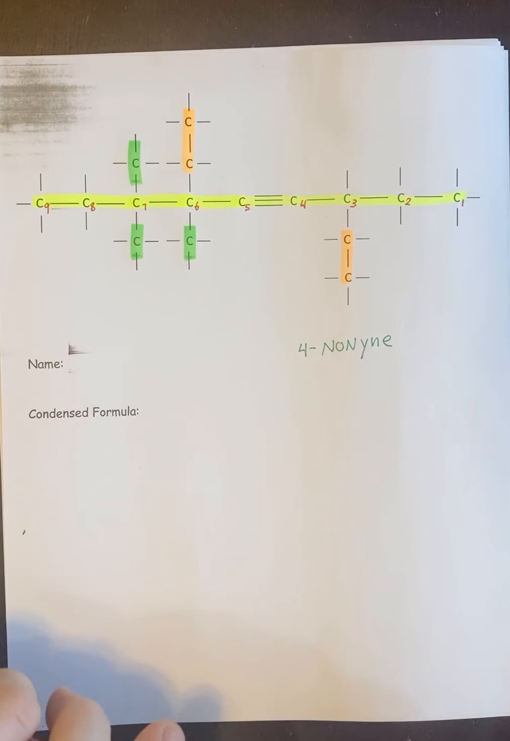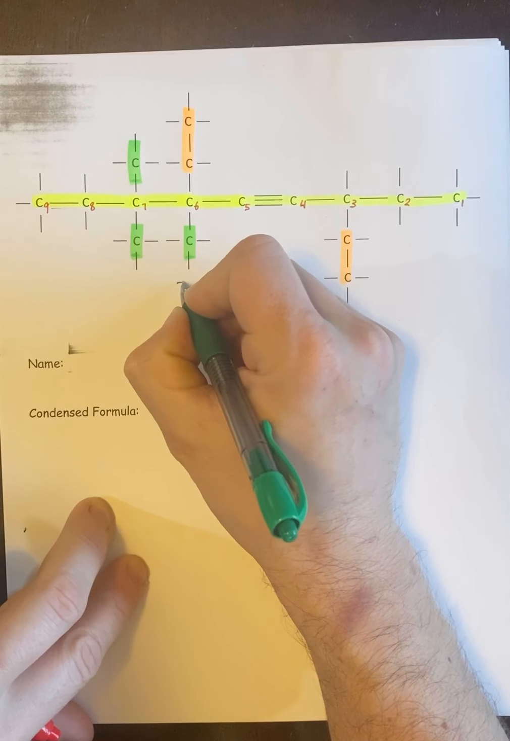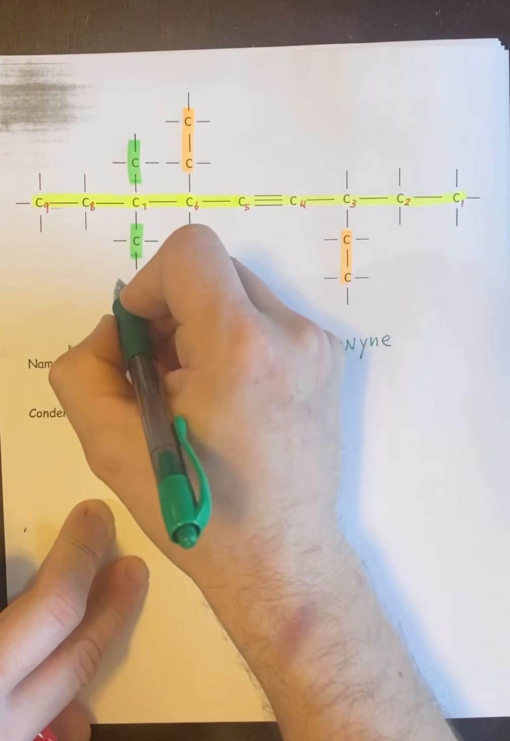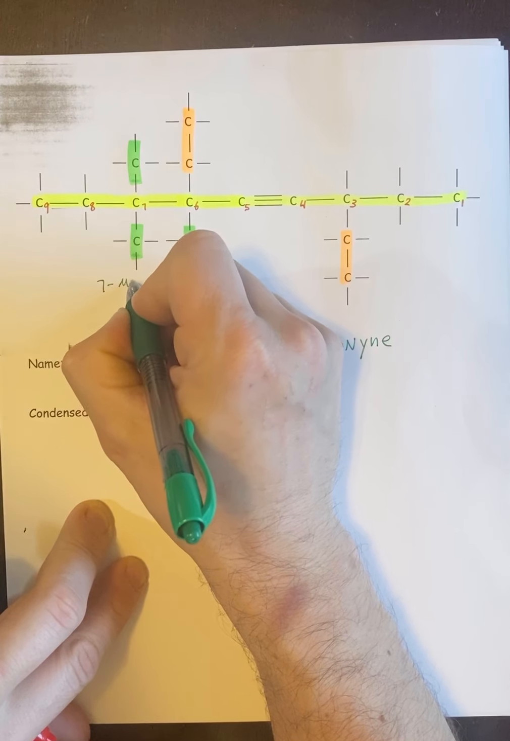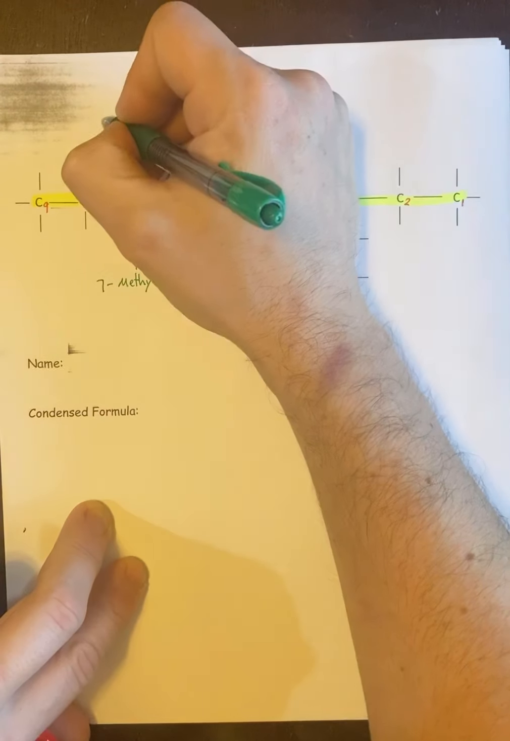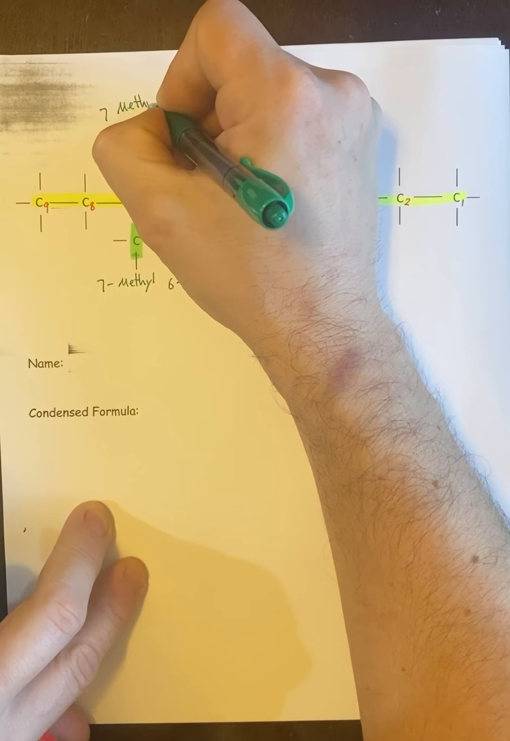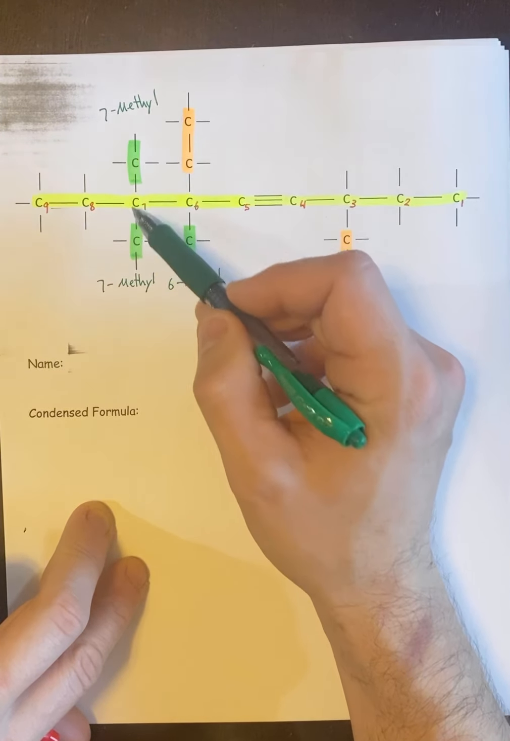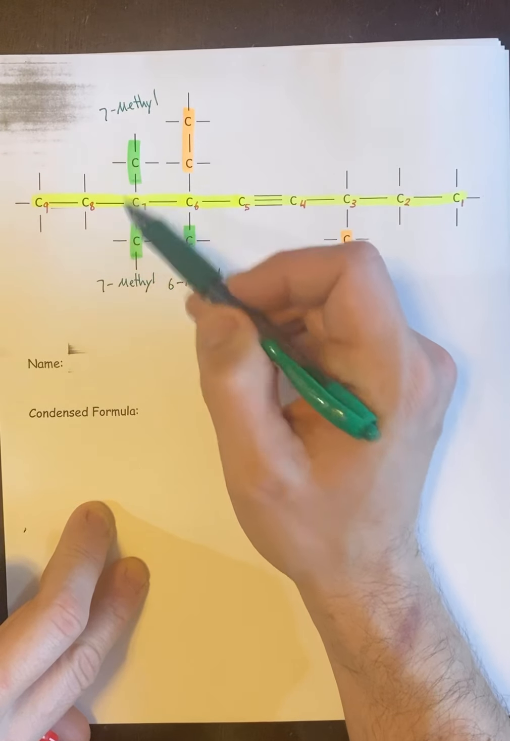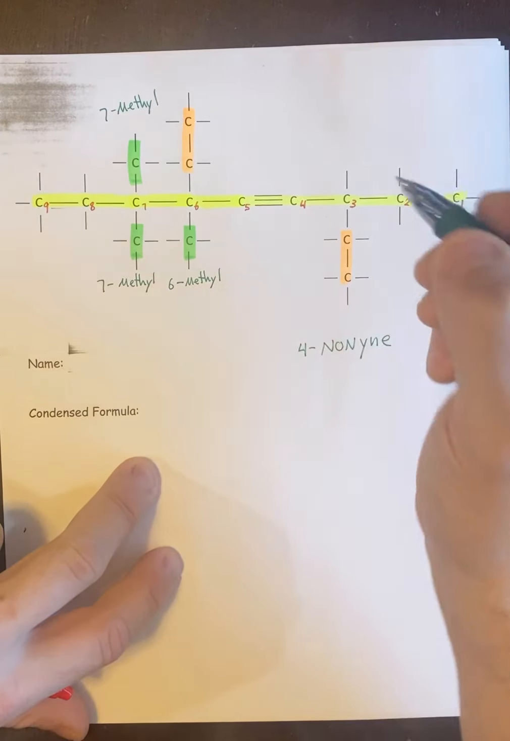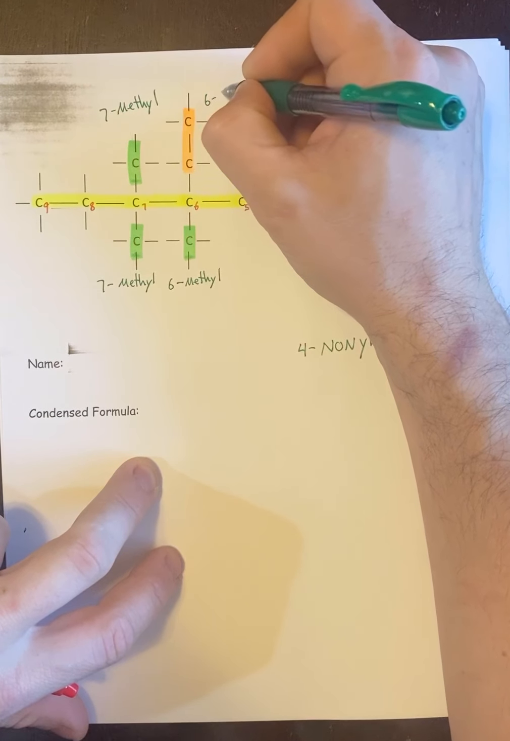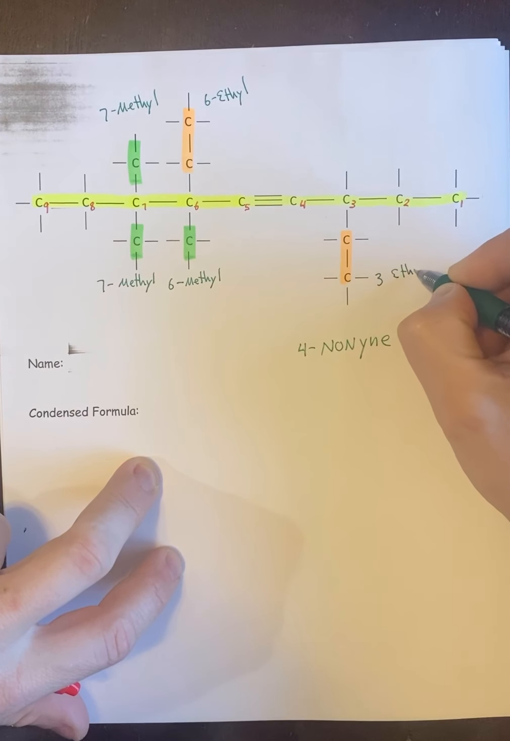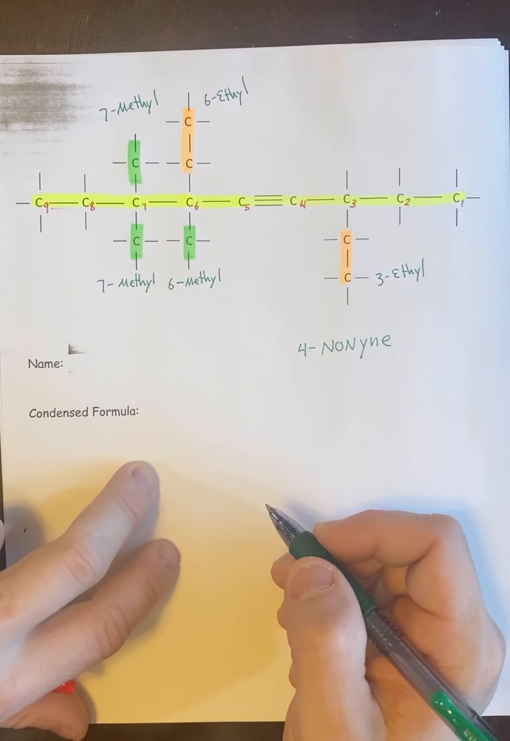So let's combine these branches. So this would be 6 methyl, 7 methyl, 7 methyl. Notice, this does not count as a branch of 2 because I have 1 down and 1 up. That's 2 individual branches of 1. So that's why I have 7 methyl written twice. That'll show up in the name. This one would be 6 ethyl, and this one would be 3 ethyl.